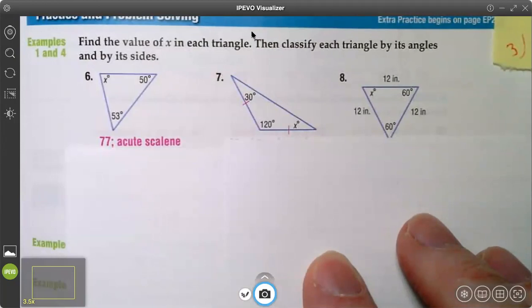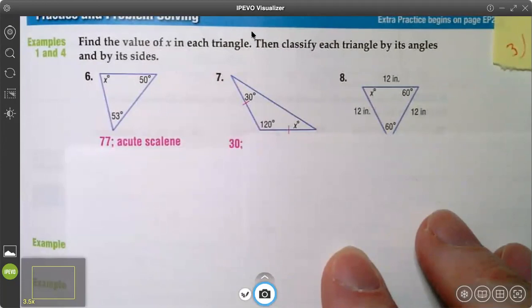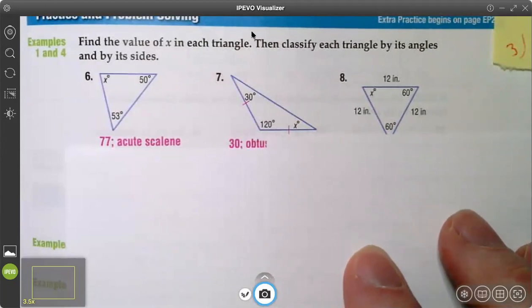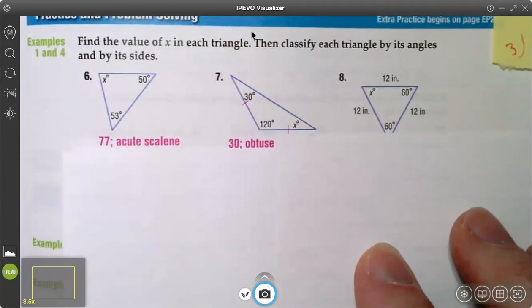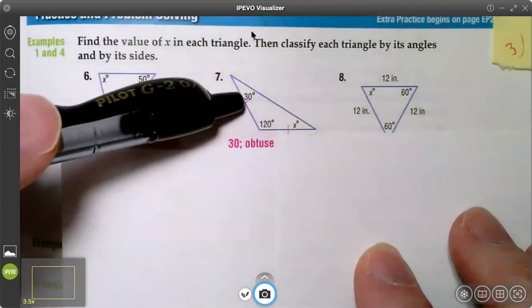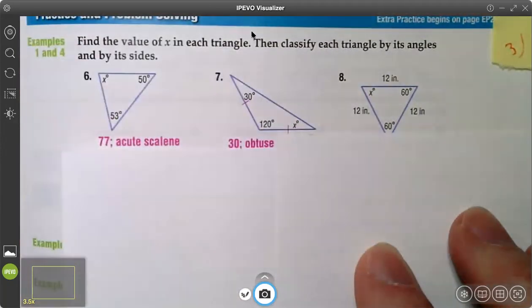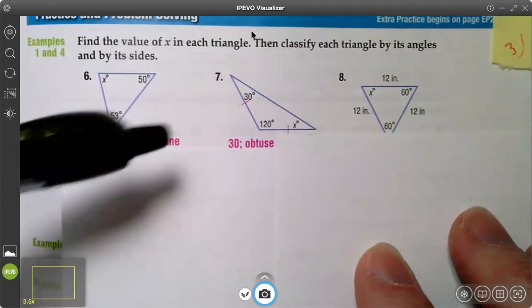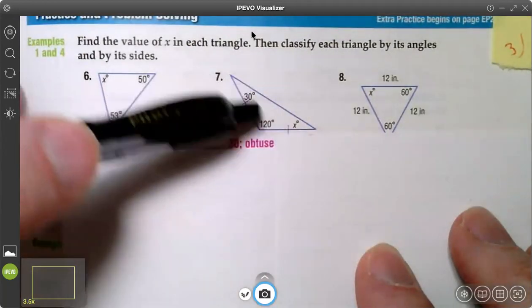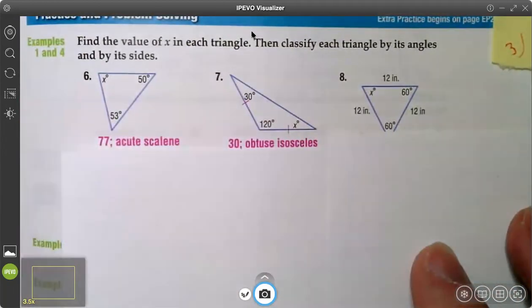On number 7, 180 minus 120 minus 30 equals 30. Your missing angle measure is 30. I have an obtuse angle, 120 degrees, so that makes it obtuse. I have two sides the same. I know that because the tick marks are the same. I also found that both of them are 30 degrees. And I knew they were 30 without subtracting from 180 because I have an isosceles triangle. Two sides are the same, so the angles across from those sides are also going to be the same. Try number 8.